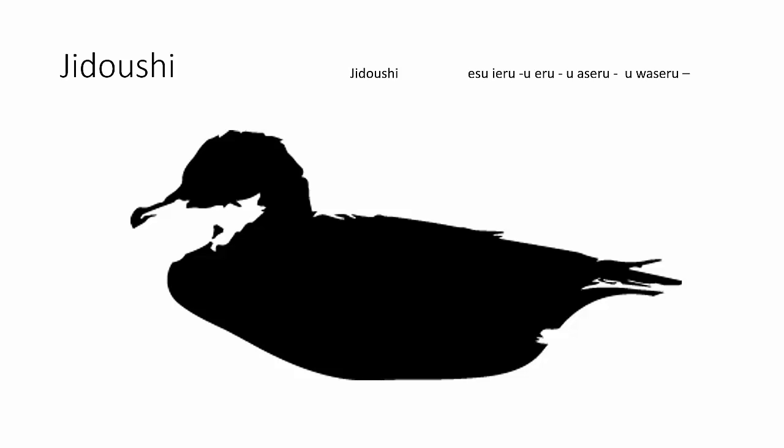So jidoshi, and here's the song for jidoshi. Esu, ieru, u, eru, u, aseru, u, waseru. So that's a jidoshi song, and these are the endings of the verbs that sort of move as they change from transitive to intransitive.